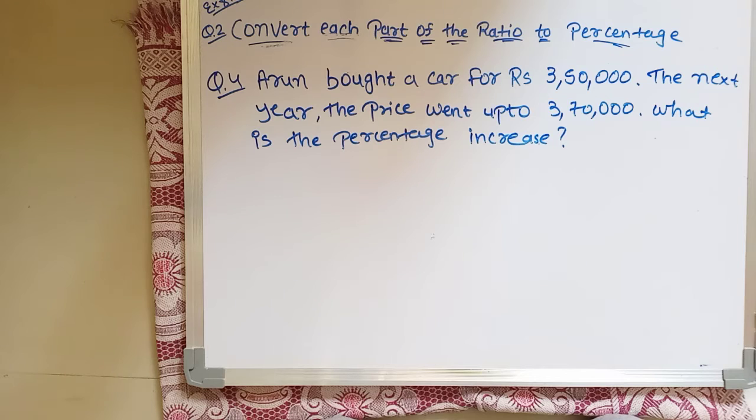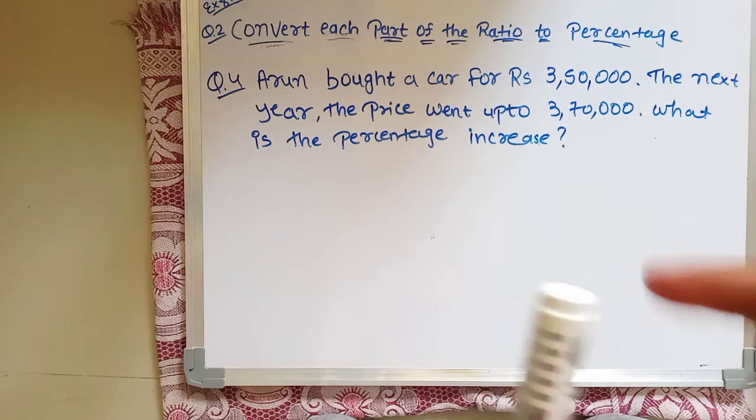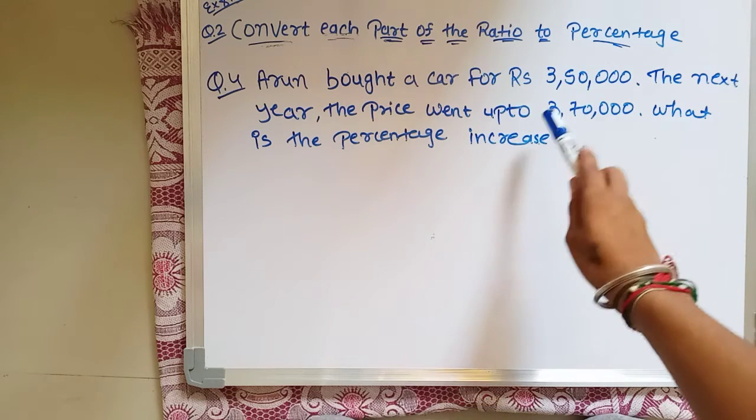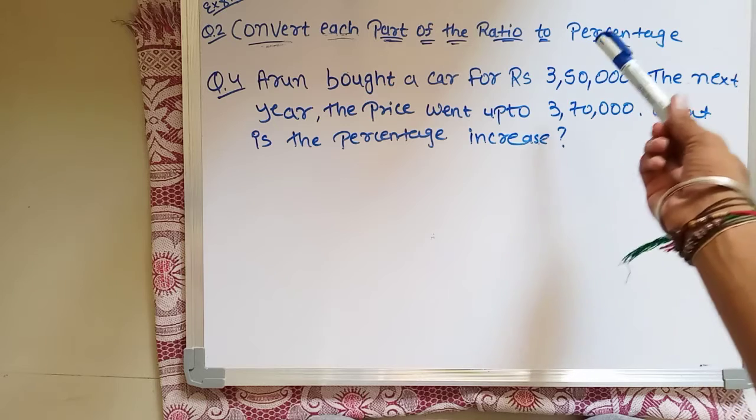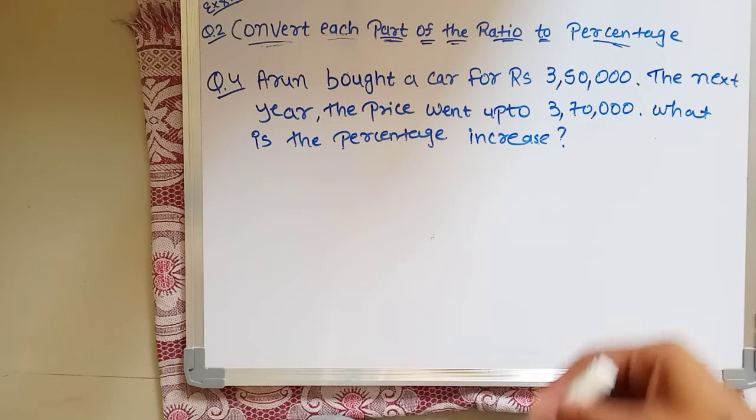So let's see the fourth question. In the fourth question, Arun bought a car for rupees 3,50,000. The next year the price went up to 3,70,000. So Arun purchased a car for 3,50,000 and the next year the price came up to 3,70,000. Okay, so what is the percentage of increase? So we have to find by how many percent the price of the car has increased. Means 20,000 is increased, but we have to find how many percent.